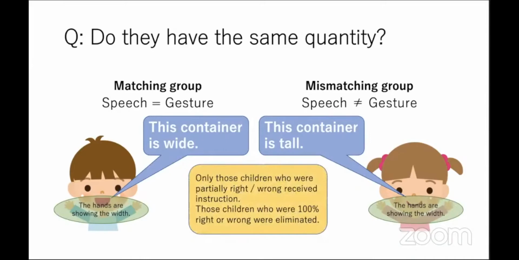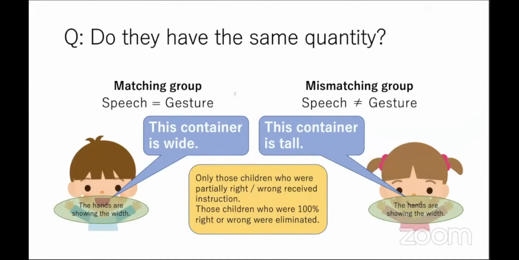And only those children who are partially right or partially wrong received instruction of this conservation notion. And those children who are 100% right or wrong were eliminated. Okay. And the question is, which group of learners learned more after they got the instruction of conservation?